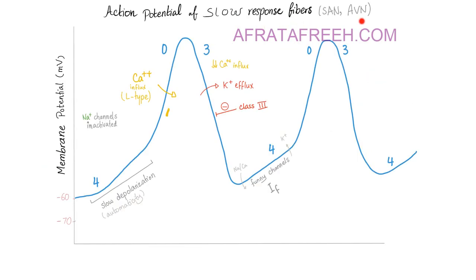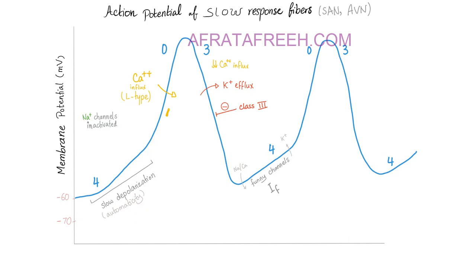Let's talk about the SA node and the AV nodal potential. 4, this is phase 4, and then we start with 0. Cool. Where is phase 1? Doesn't exist. Where is phase 2? Doesn't exist. And then we have phase 3 and 4 again. This is very fast, and like there is automaticity here.